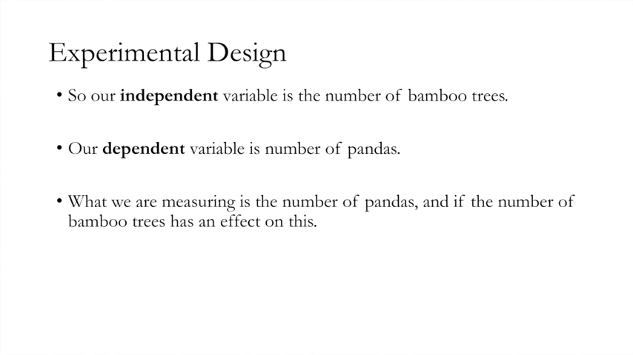Okay. So, our independent variable is the number of bamboo trees. Our dependent variable is the number of pandas. So what we are measuring is the number of pandas and if the number of bamboo trees has an effect on this number. So that's our independent and our dependent variables.